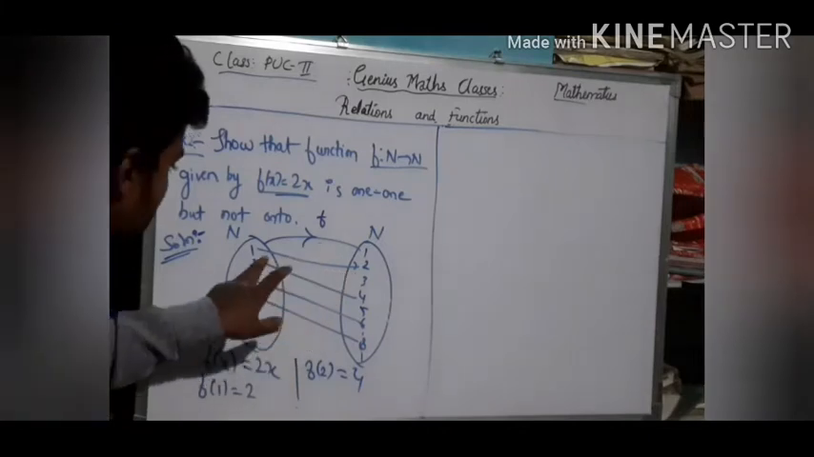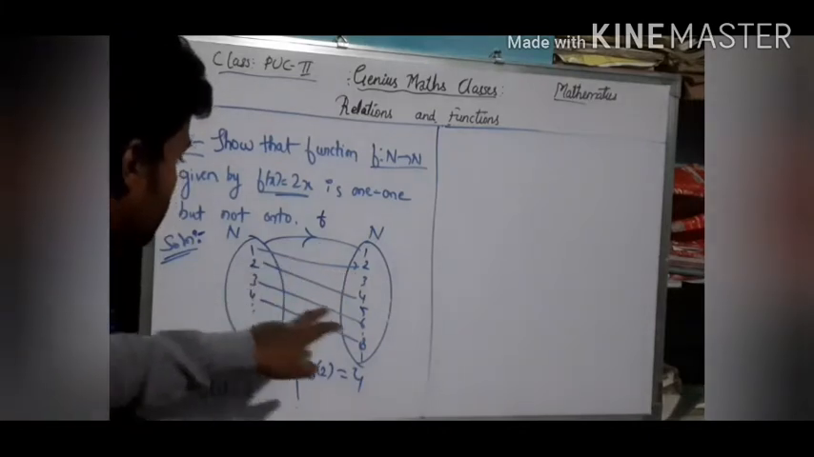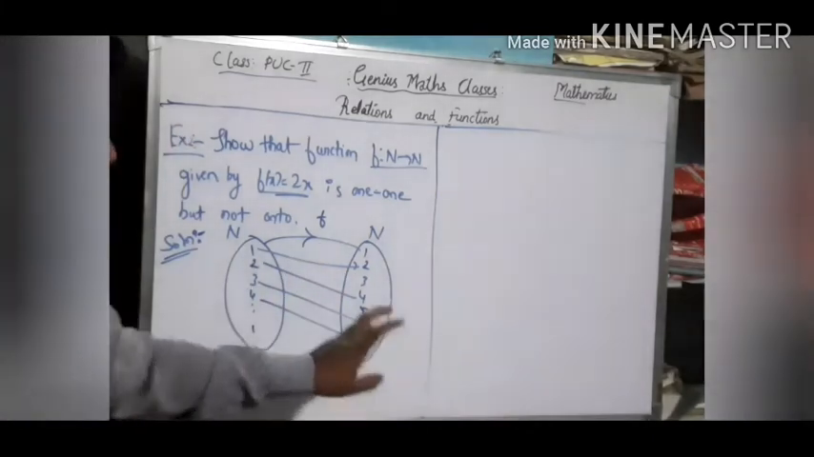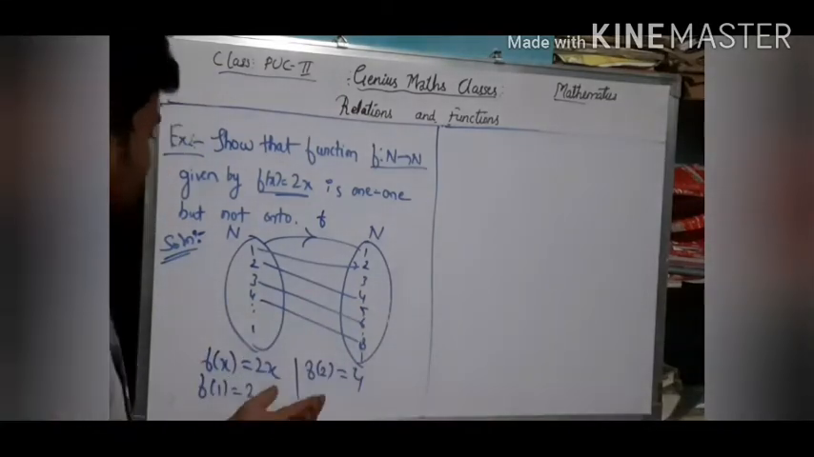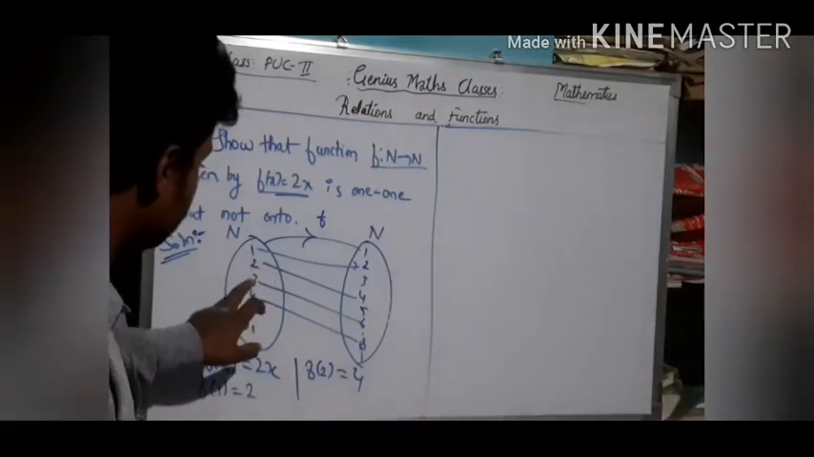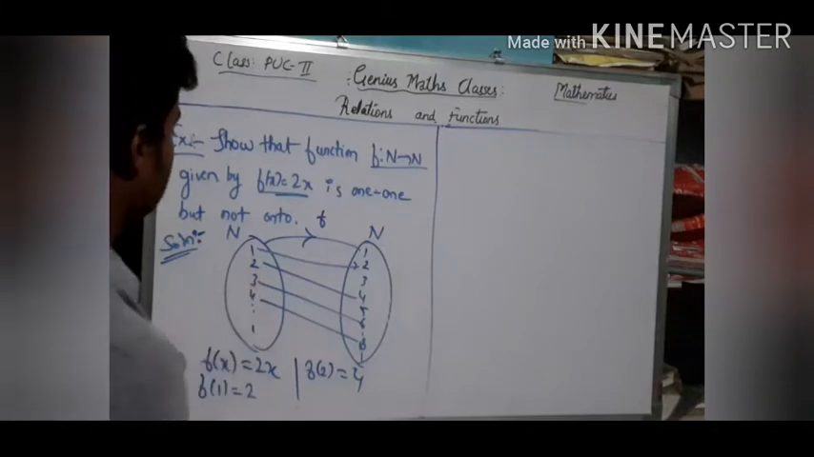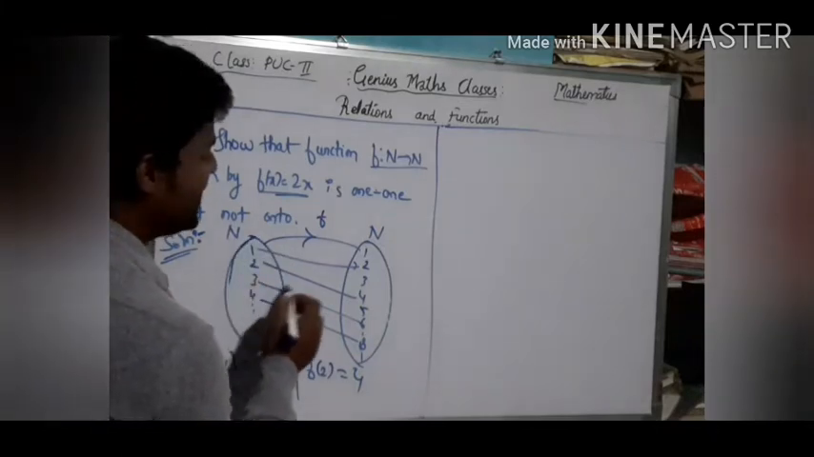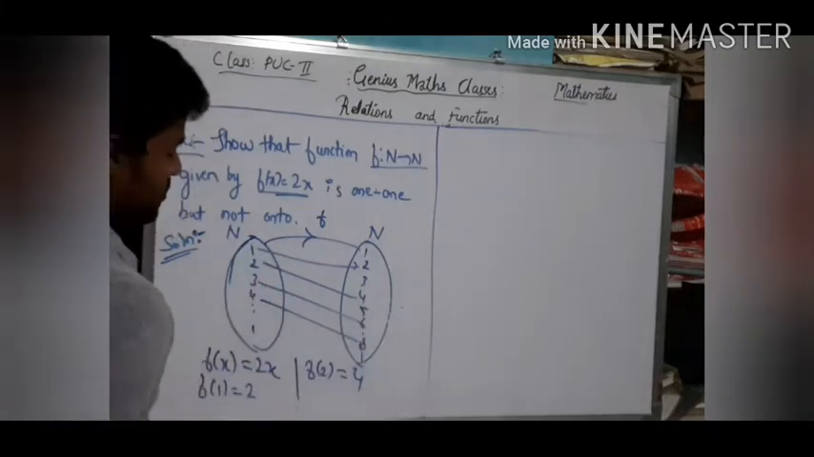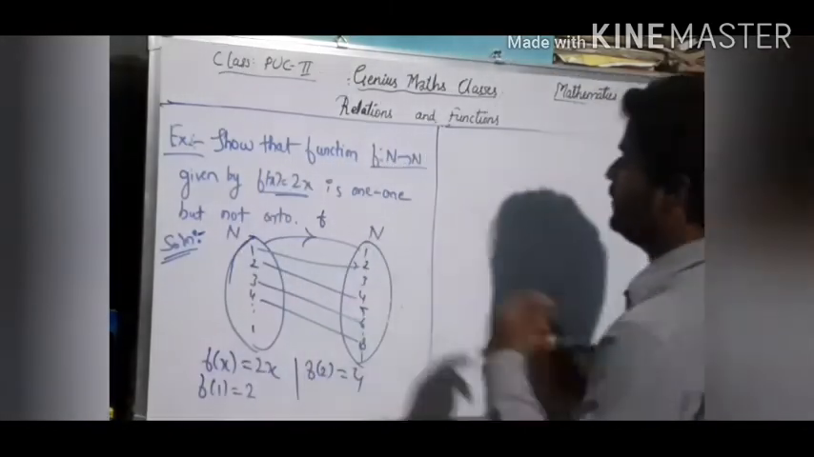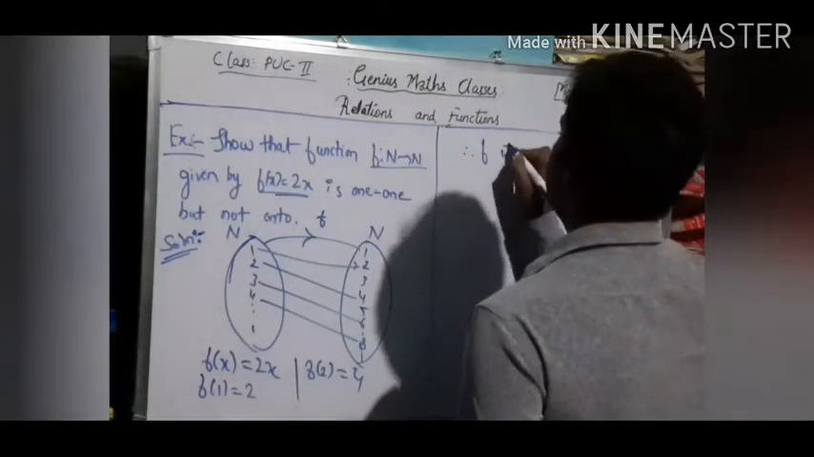Observe this. 1 goes to 2, 2 goes to 4, 3 goes to 6 and 4 goes to 8. For every element here, every element in this N, it has the image. Therefore it is one-one.